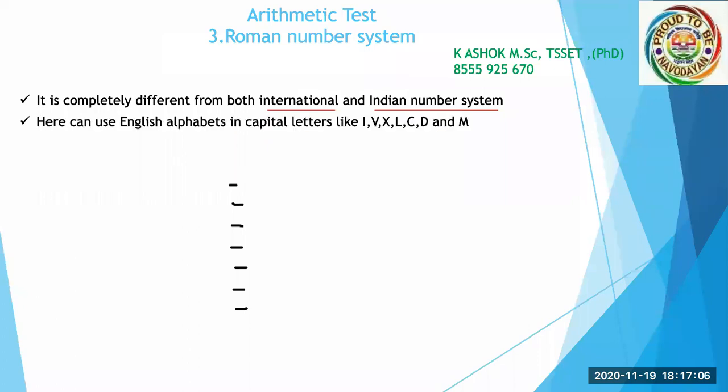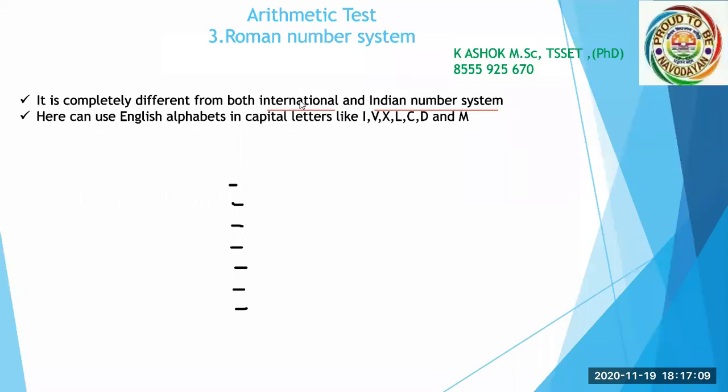Now, in the Indian number system and the international number system, we are using numbers. What numbers are we using? 0, 1 up to 9. But in the Roman number system we are not using such numbers. Instead, we are using English alphabets.